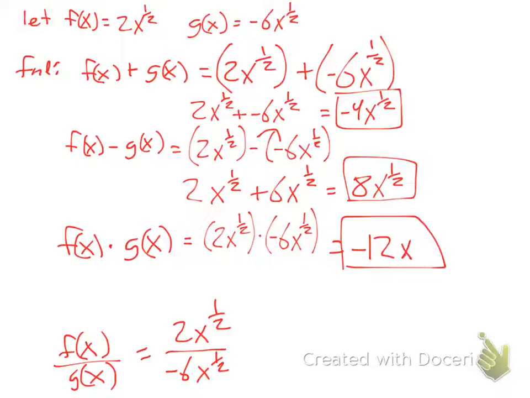That's x to the 1/2 divided by x to the 1/2. What does that become? What's something divided by itself? 1. Don't need to write it. Then it's 2 divided by negative 6. That can be reduced to 1 over negative 3. And your answer is negative 1/3.